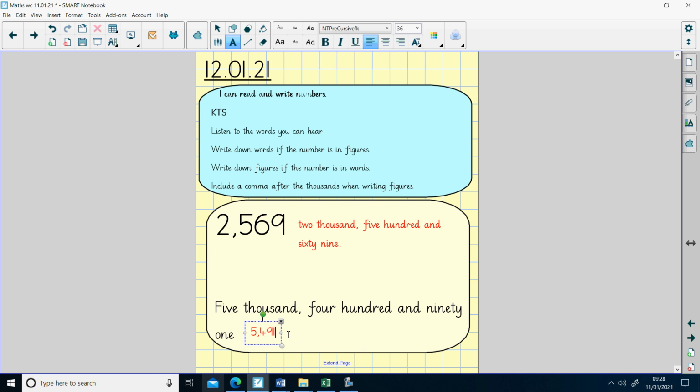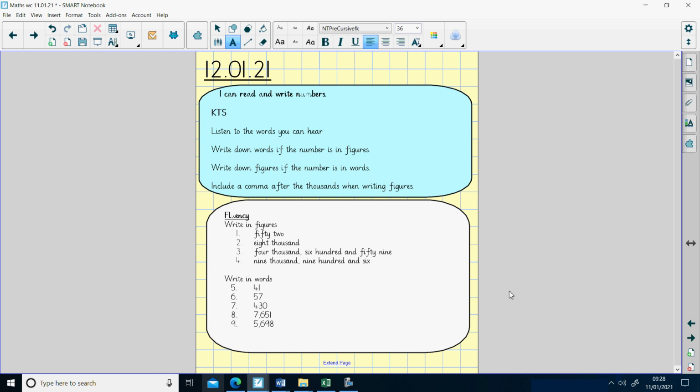5,491. Okay, and I remembered my comma after my thousands digit. Okay, let's see what our fluency is. On the board here you've got 4 questions that you're going to write in figures, and then you've got some questions that you're going to write in words. Remember, there's that scaffold if you would prefer something a little bit more straightforward. The scaffold is uploaded as well.